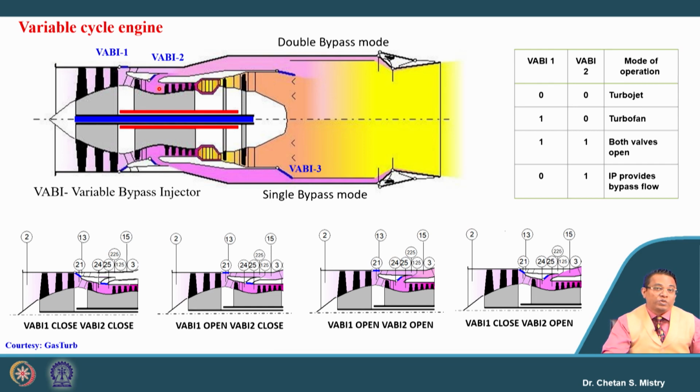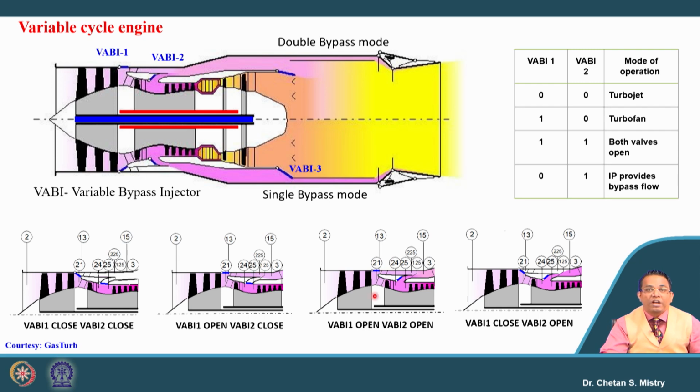Okay, so the thing is, when will we be using our turbojet engine, what is the requirement? When our thrust requirement is higher, or when we are looking for supersonic speed, we will be running our engine as a turbojet engine. Suppose VB1 is open and VB2 is closed. Under this configuration, the engine is working like a turbofan engine. Just look here, this is my core engine and here I have the bypass duct.